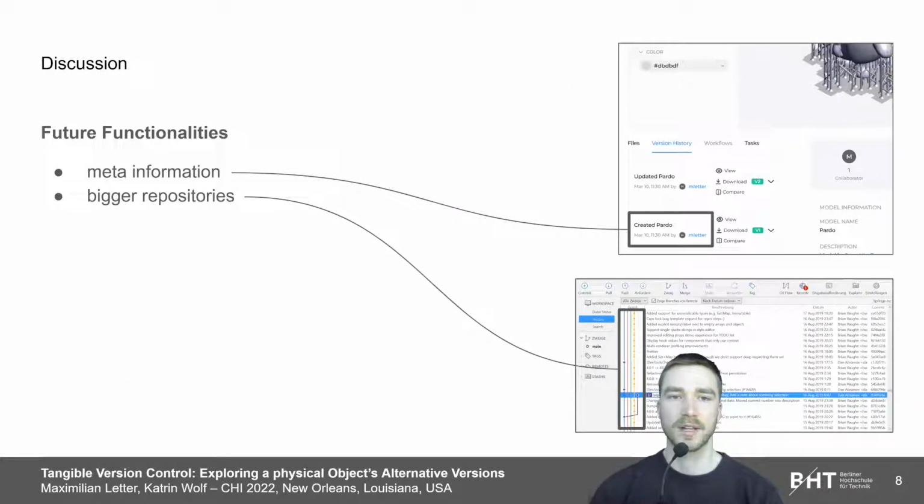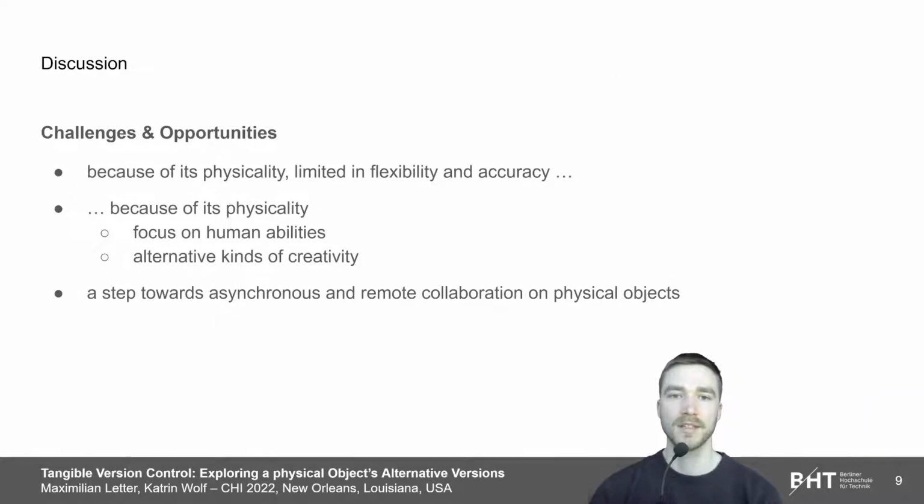In the future, there are many areas to expand to. For example, the addition of meta information and bigger repositories, consisting of multiple branches with many versions each. Since tangible version control works with physical content, it is limited in flexibility and accuracy compared to existing version control systems. At the same time, we see its physicality as an opportunity.